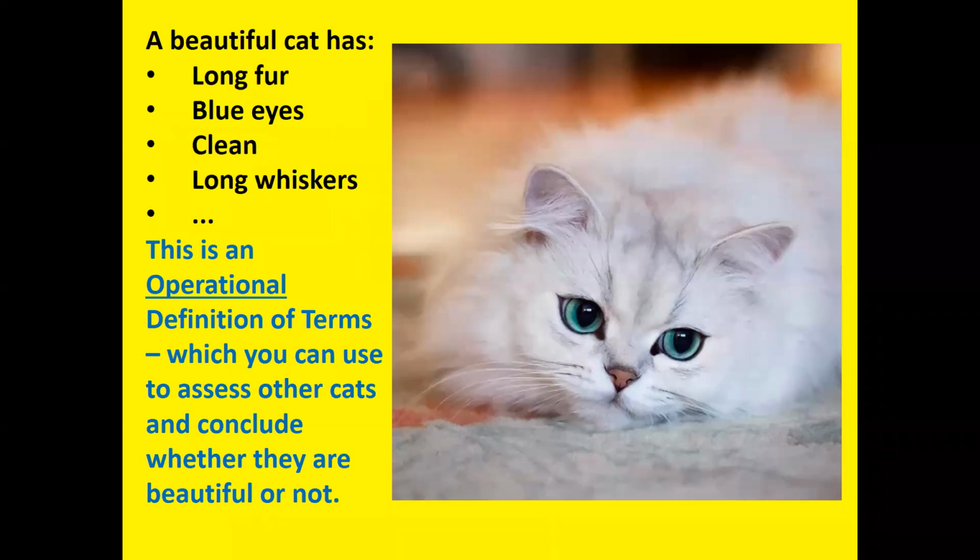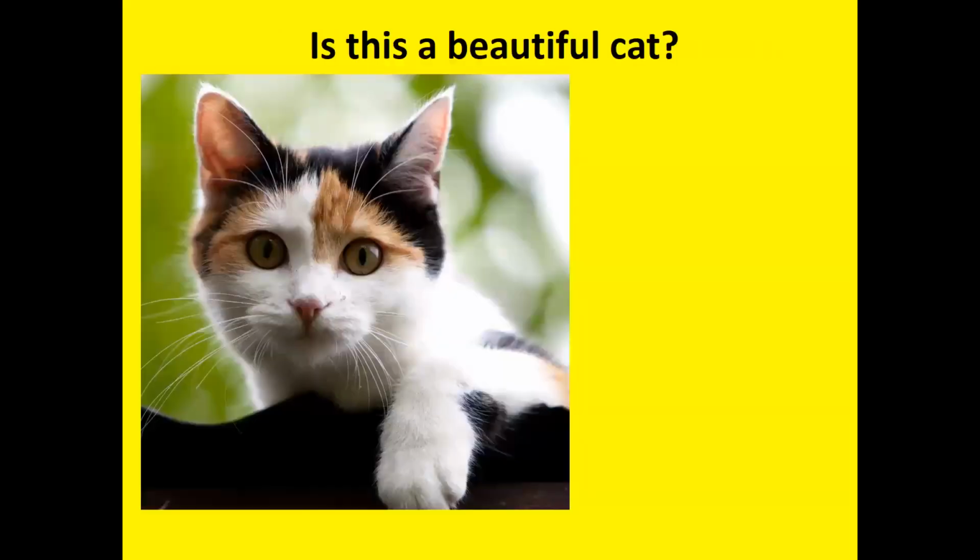So our operational definition of terms here uses 4 criteria to measure. And after that, we are going to use this definition to judge the beauty of another cat. So you remember these 4 now, because this is what we are going to use as operational definition of terms. Long fur, blue eyes, clean, and long whiskers. So you look at this cat. Is it beautiful? Can you tell me?